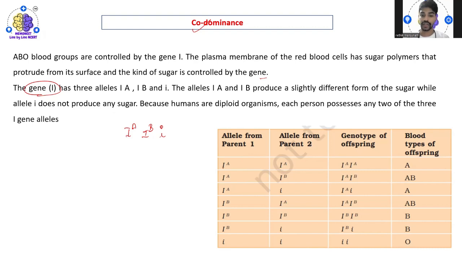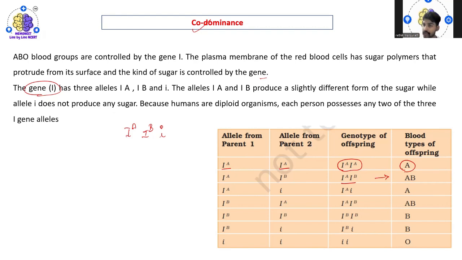So if parent one has I^A and parent two has I^A, the offspring will have I^A I^A, which means A type blood group. And if from parent one I get the I^A allele and the I^B allele from the other parent, then as a result it is heterozygous. But here, instead of expressing something new, or any one being dominant, both I^A and I^B are expressed together.